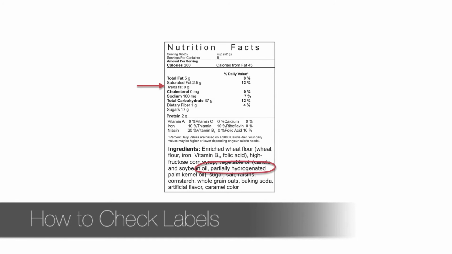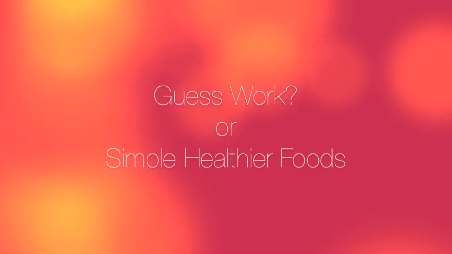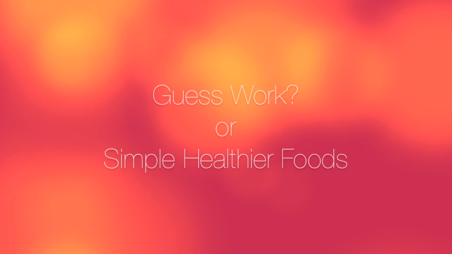Particularly check for hydrogenated or partially hydrogenated anything. And avoid foods that have a long shelf life or a long and complicated list of ingredients. So which would you rather have? The guesswork of food label reading, or simple, healthier foods, free of harmful trans fats?